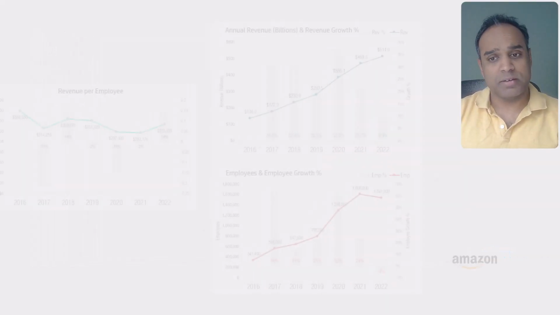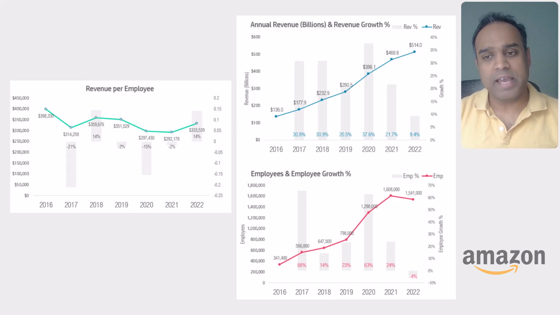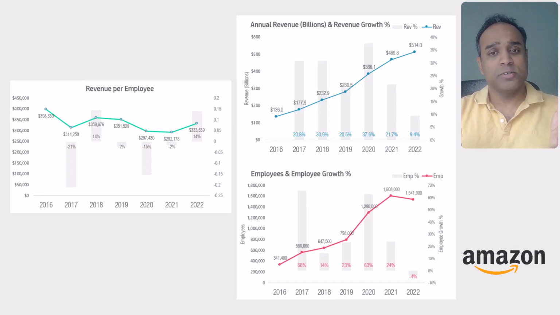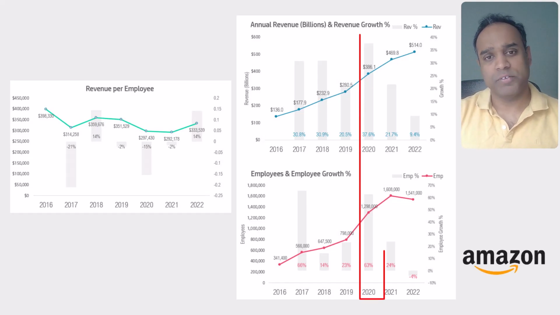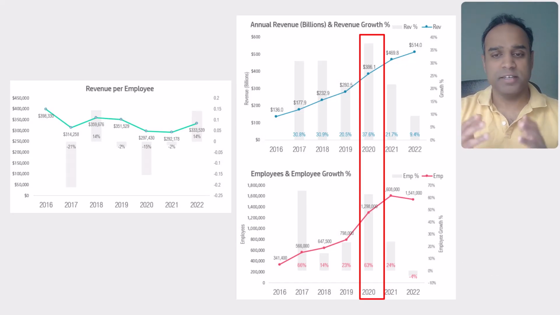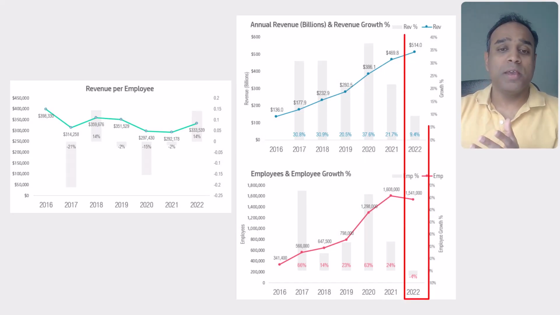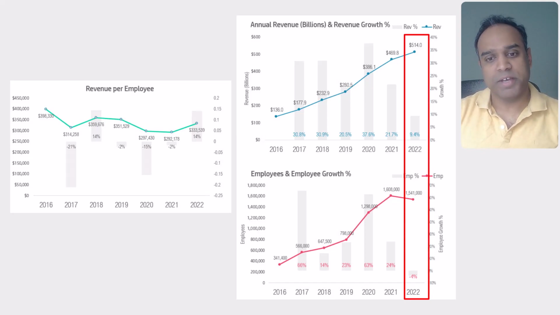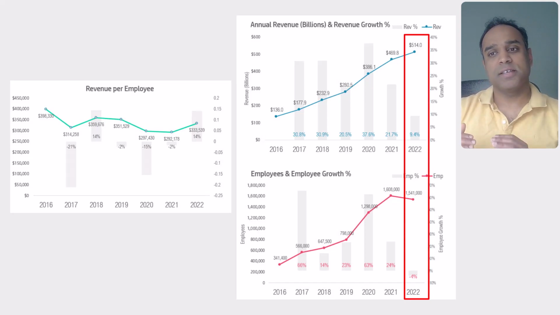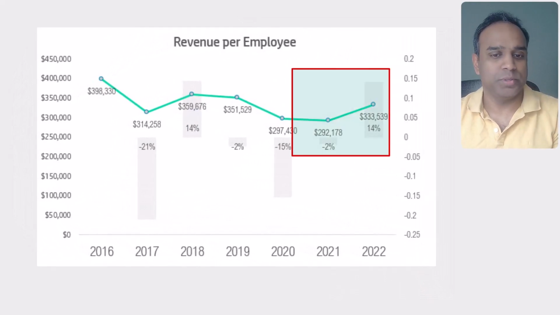Now let's look at Amazon. It was more the employee growth being higher than the revenue growth. In this case, 2020 was huge in terms of revenue increase for Amazon, which was a 38% increase, and the employee growth there was 63%, significantly higher. When the revenue growth slowed in 2022, Amazon also reduced the workforce by 4%, and this helped it increase the revenue per employee metric in 2022.